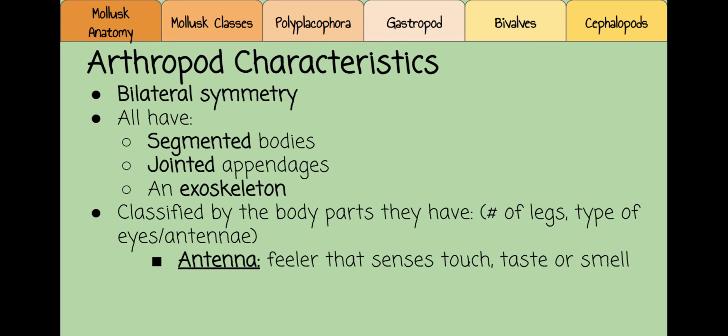They have bilateral symmetry. They all have segmented bodies, jointed appendages. That means jointed legs. An exoskeleton, that's a skeleton on the outside of the body, where you and I have an endoskeleton. All arthropods have an exoskeleton. They're classified by the body parts that they have, the number of legs, the types of antenna, or the types of eyes. An antenna is a feeler that senses touch, taste, or smell.